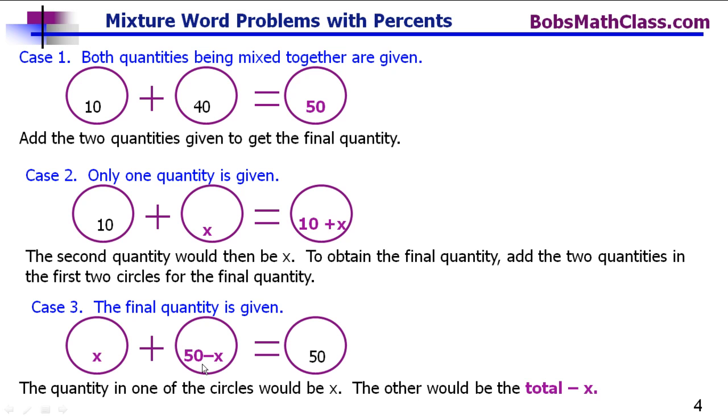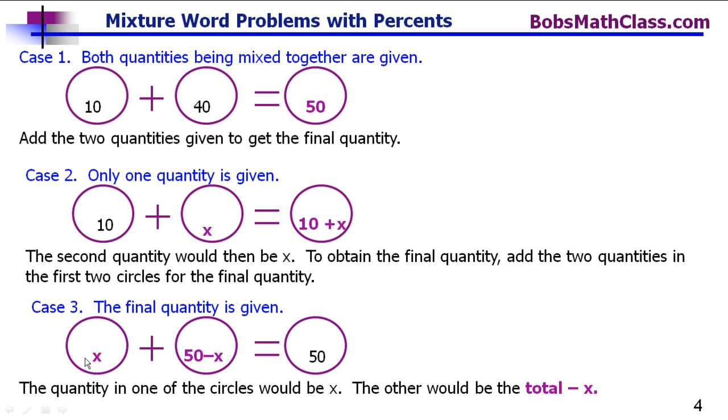Now, remember that subtraction is not commutative. Addition is commutative, so if you have x plus 10 up here, that's fine because x plus 10 is the same as 10 plus x. But subtraction is not commutative. X minus 50 is not the same as 50 minus x. So in case 3, when the final quantity is given, the first one's x, and the second one is a total minus x.